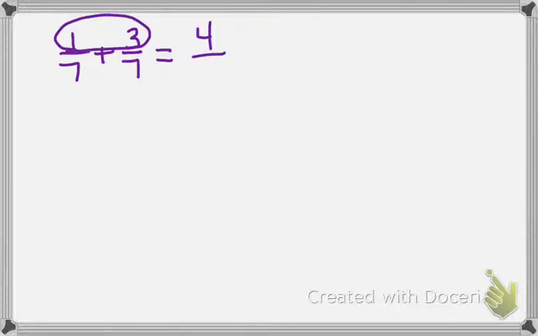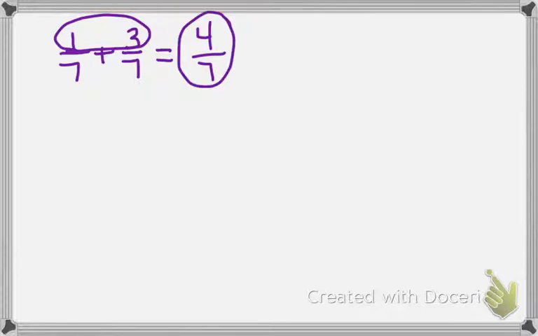Let's say you have a fraction with a common denominator, for example, 1/7 plus 3/7. When you are adding these fractions, you add the numerators. 1 plus 3 is 4. Your denominator does not change. Once they are common, the denominator stays the same, and your answer is 4/7.